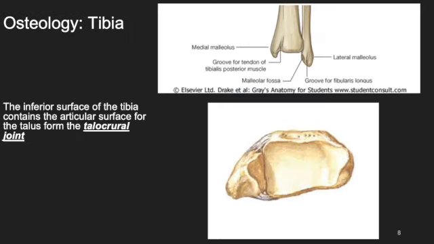Now, looking at the tibia, notice the inferior surface of the tibia. The inferior surface of the tibia is going to contain the majority of that articulating surface. So the distal tibia articulates with the talus. This will form what's called the talocrural joint. That's the technical term for your ankle joint.